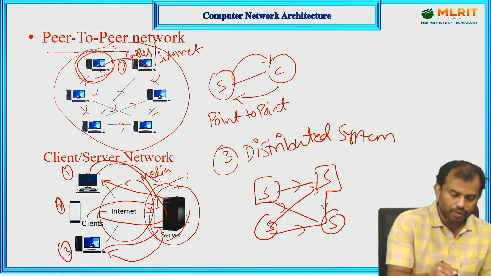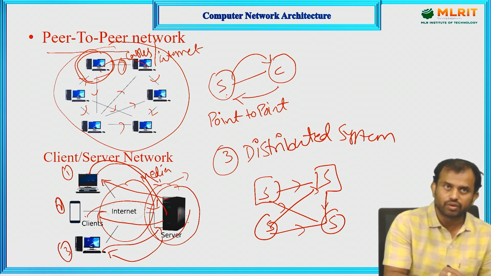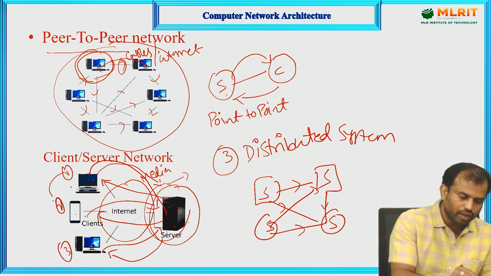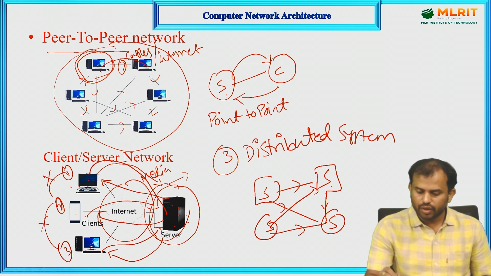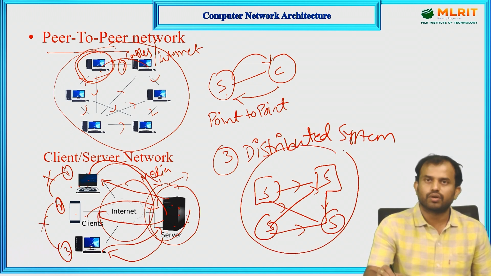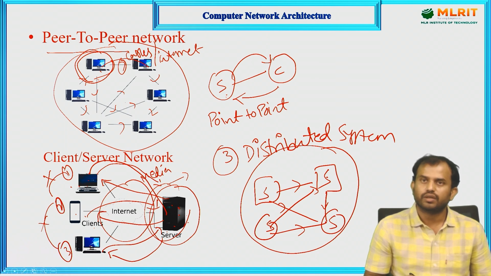So what happens here? One server and n number of clients are there. The server can share information with the first client, the second client, and the third client, but client-to-client interaction is not activated here. But in the distributed system, whatever information they have, they can share among all the systems present in the network.